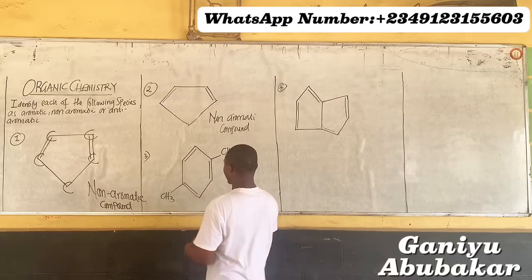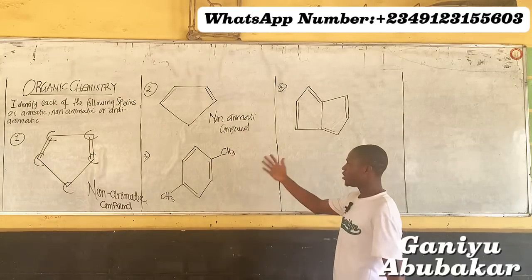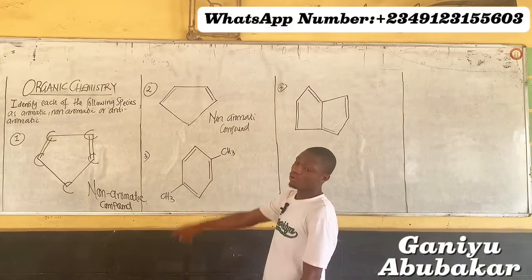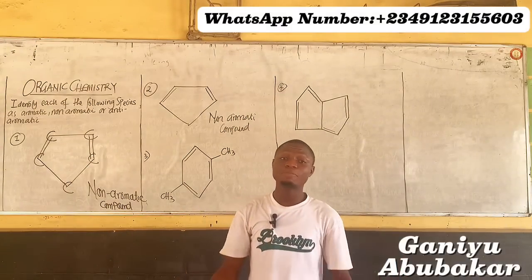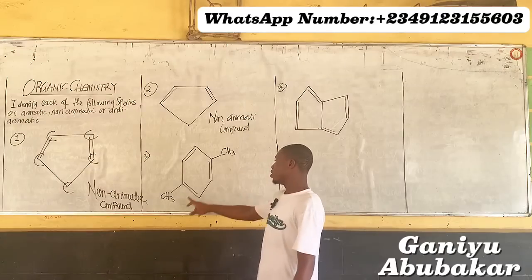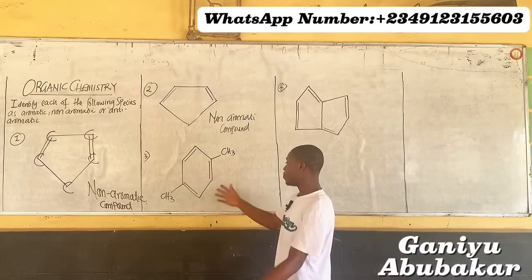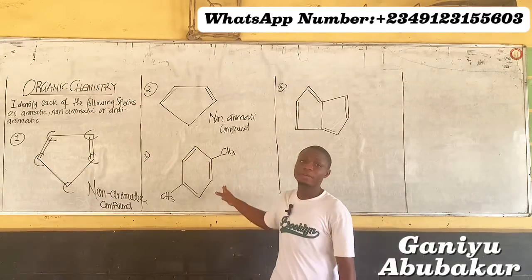Next up, I have this one here. CH3 here is called an alkyl group called methyl. So I have 2 methyl groups attached to this compound here. First, let's name this compound.